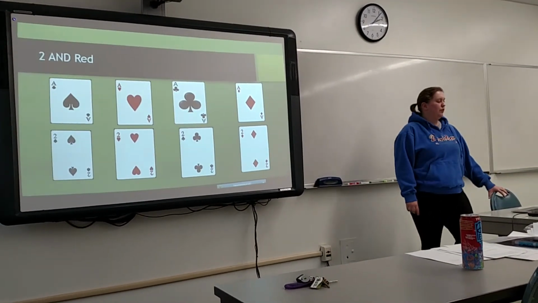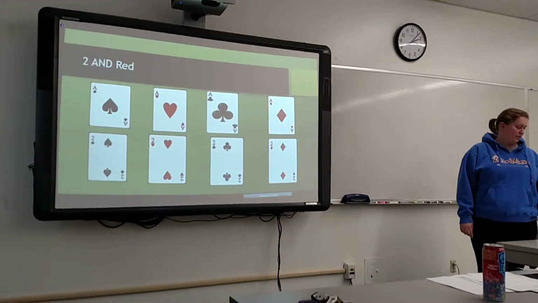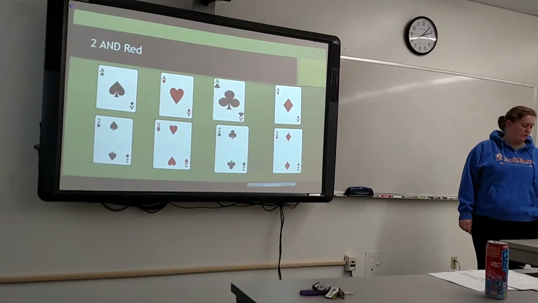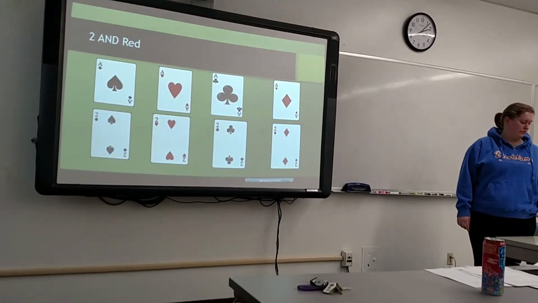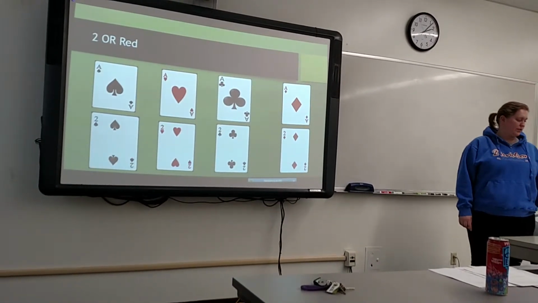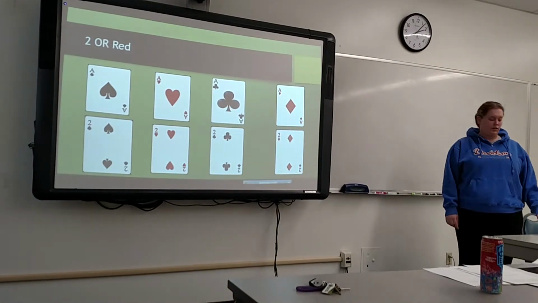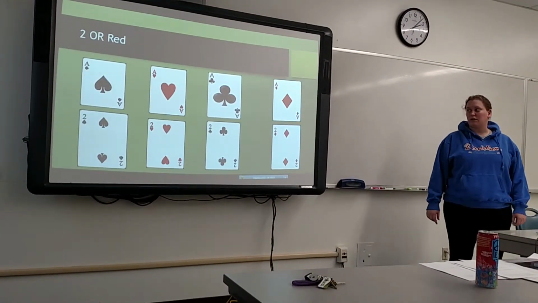So to explain the and and or statements, if I said to pick a card that's 2 and red, you'd only have 2 cards. Then you have the or statement. If I said 2 or red, you'd have all the 2s and all the reds, which makes it a bigger selection.